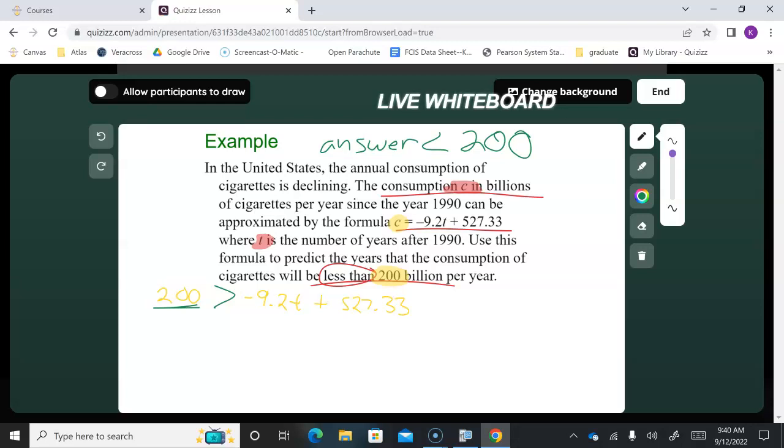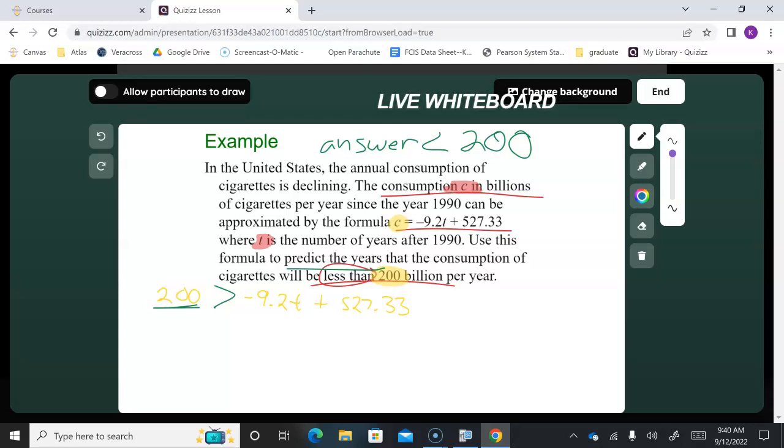So is it asking like how many? It's asking for what year. Predict the year. Wouldn't that be every year after that? Yeah. So that's what we're finding. We're finding what year, and then every year after that, it meets it. So we're finding what years will the consumption meet that criteria. And then the inequality will say, okay, this year and every year after. All right? So now, how do I solve?